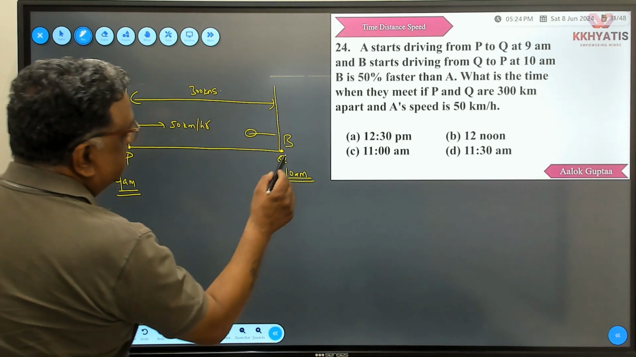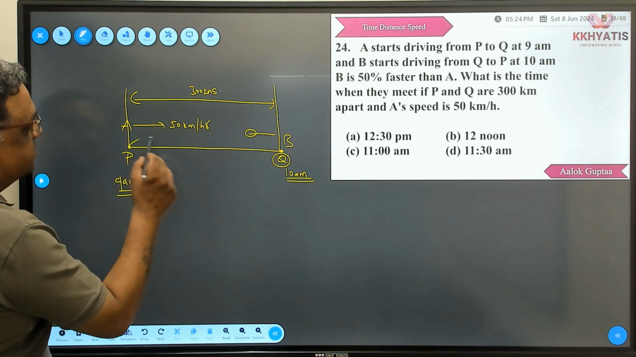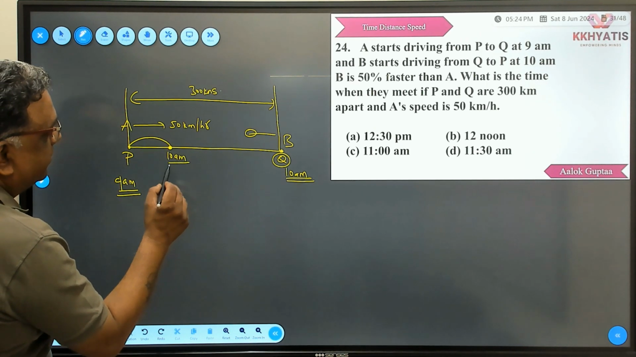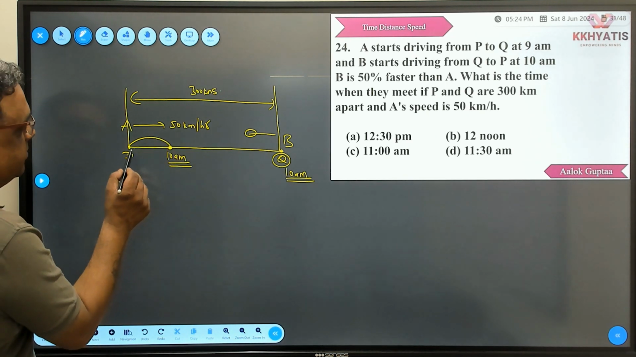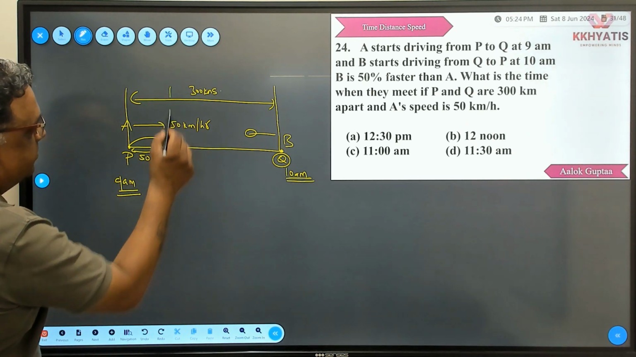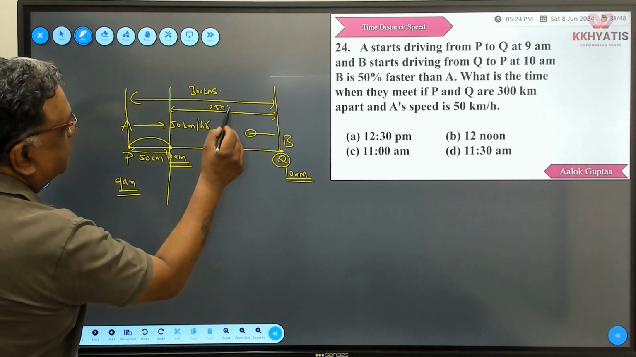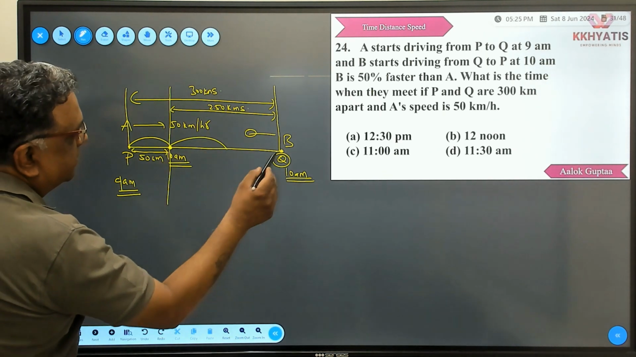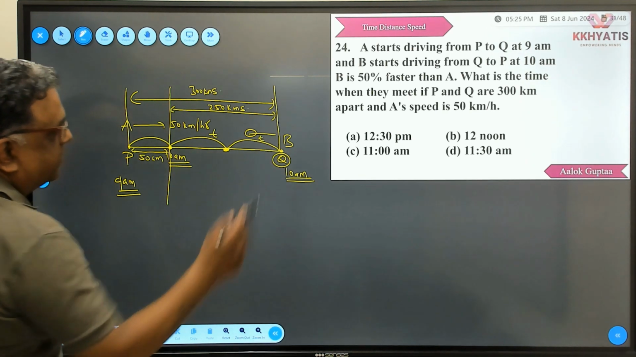So because B is starting at 10 and A is starting at 9, let us first make the time same. By 10 a.m. A must have traveled 1 hour. If his speed is 50 kilometers per hour, then he must have covered 50 kilometers here. Which means now the pending distance is 250 kilometers. Now they will be meeting somewhere. When they meet, if he has traveled T hours, the other also would have traveled T hours.